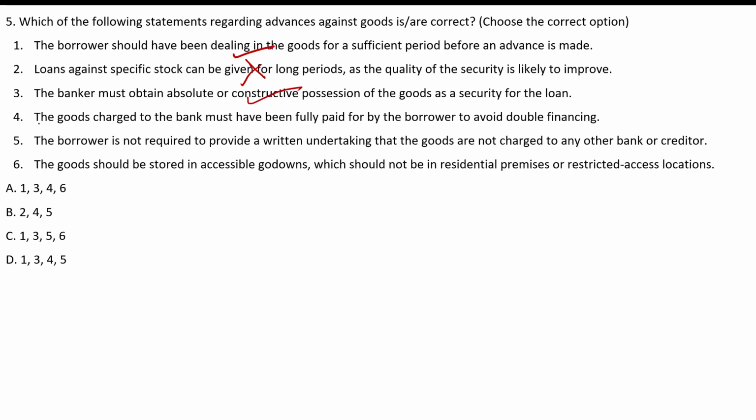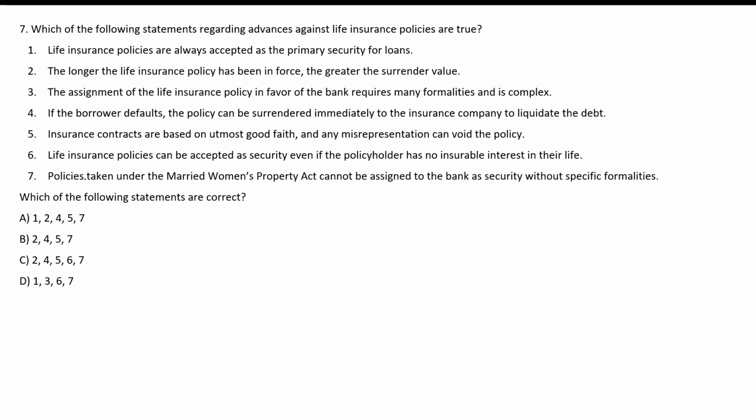Statement number 4, the goods charged to the bank must have been fully paid by the borrower to avoid double financing. This is also correct. The borrower is not required to provide a written undertaking that the goods are not charged to any other. So borrowers are required to give an undertaking. So this statement is not correct. Goods should be stored in accessible godowns which should not be in residential premises or restricted access location. This is correct. So 1, 3, 4 and 6, option A is the correct answer.